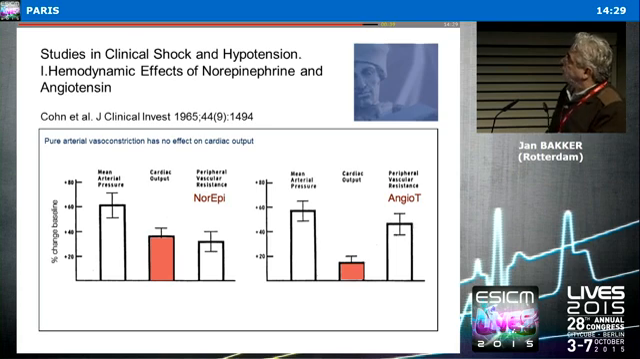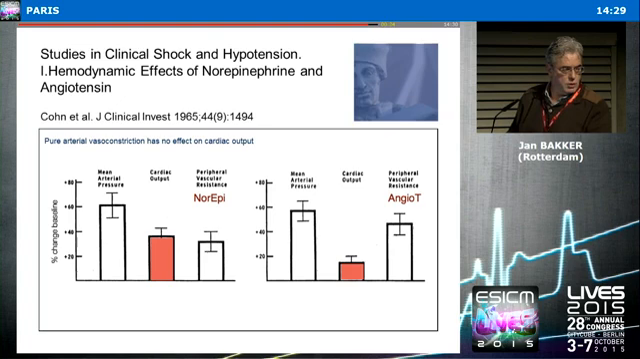Yes, there is. It's already old evidence, 1965, and this is Cohn, who did a study on the effect of norepinephrine, that's combined effect of alpha and beta, and angiotensin. And angiotensin is more or less a very pure arterial vasoconstrictor. And as you can appreciate here, angiotensin increases blood pressure to the same amount as norepinephrine, but angiotensin has no effect on cardiac output, whereas norepinephrine has a very significant effect on cardiac output, a 40% increase, whereas this is hardly any significant increase, less than 20%.